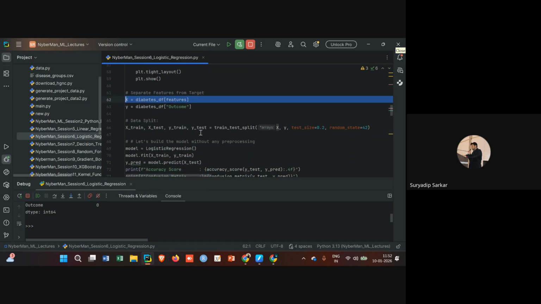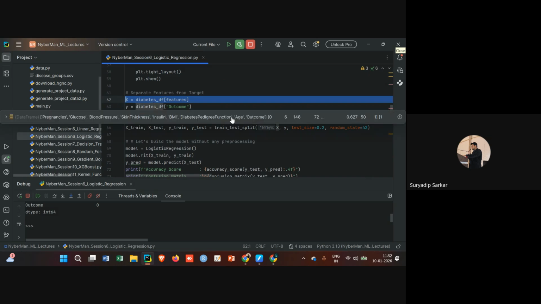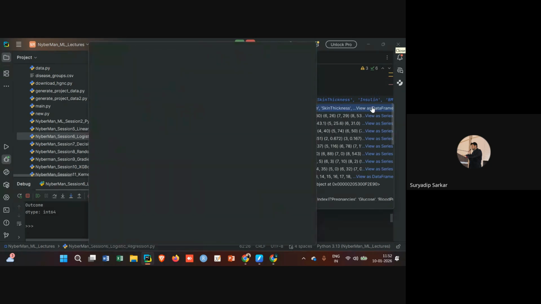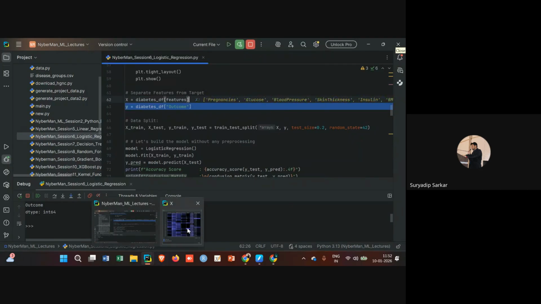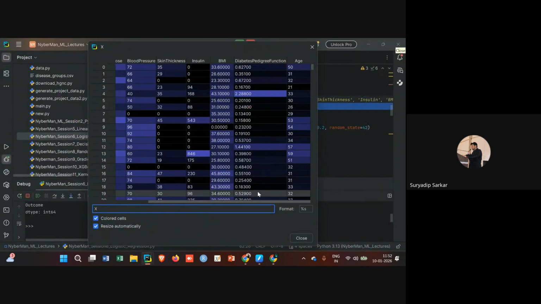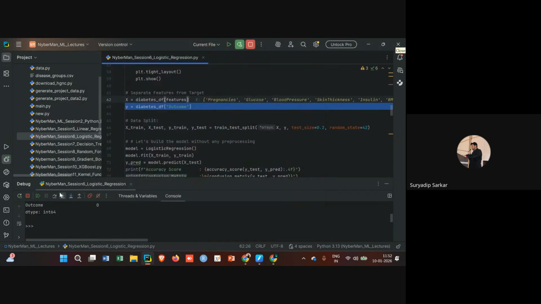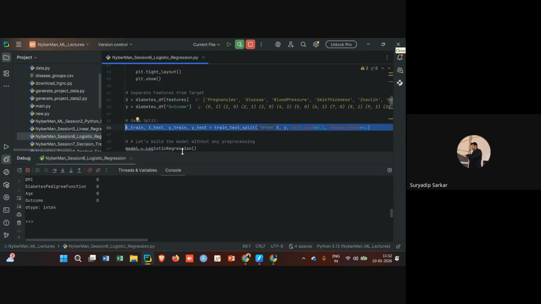Okay, so the next step for us in this pipeline is to create the X and the Y matrix, obviously. We have already created the features list, so all we have to do is pass that as an indexing strategy for the diabetes data frame, and we will have the feature matrix. As you can see here, this data frame has all the features, but not the outcome variable. And the Y matrix is going to be nothing but our outcome variable, right?